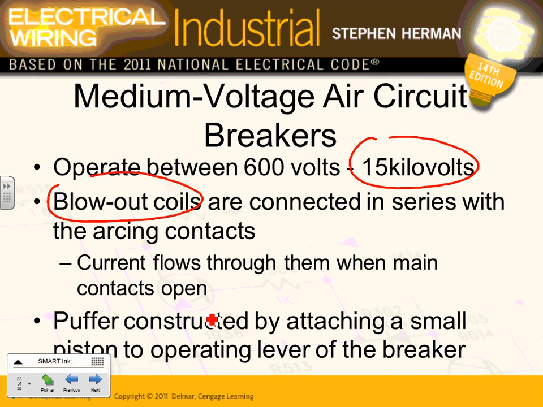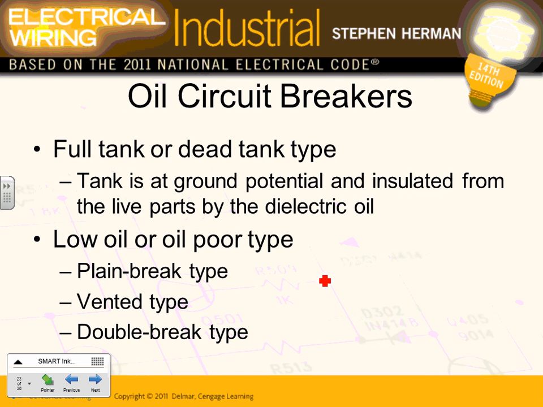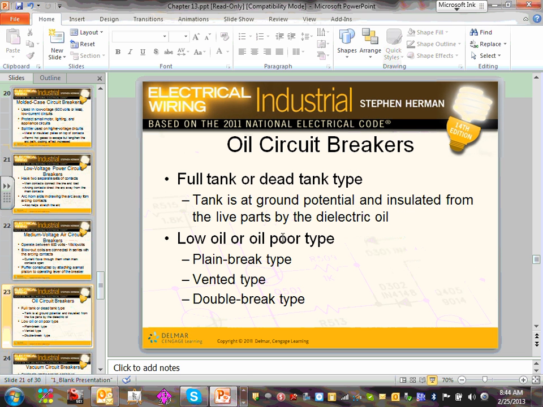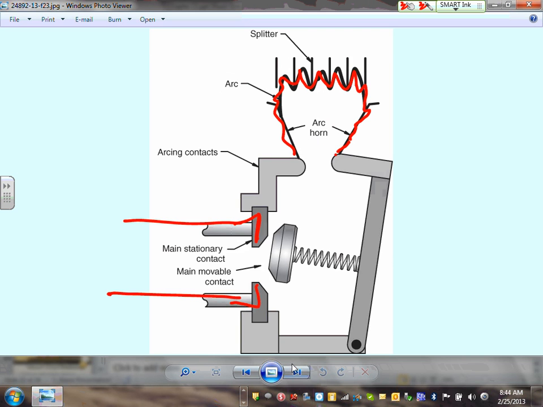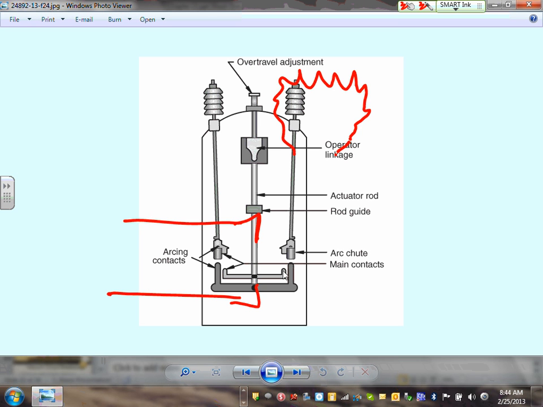I don't know if we have a typical one. The horn draws the arc. So they're bigger, guys. They have a couple of other mechanisms to get rid of the arc. So I don't want to go to the oil yet. I don't know if I have a picture of it. So here's my arc. This happens to be a typical tank circuit breaker.